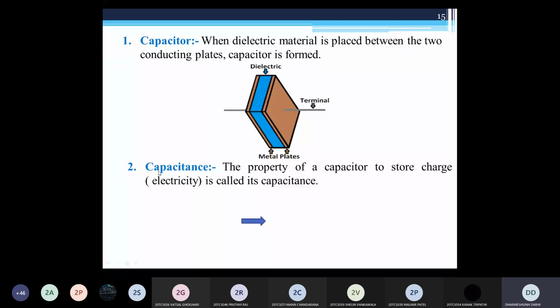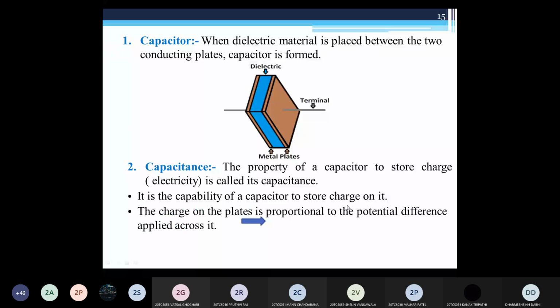But capacitance is what? That is nothing but a property of the capacitor to store the charge in terms of electricity. That is called a capacitor. So capacitance and capacitor are two different things. Capacitance is the property of the capacitor, or we can say it is the capability of the capacitor to store the charge on it.